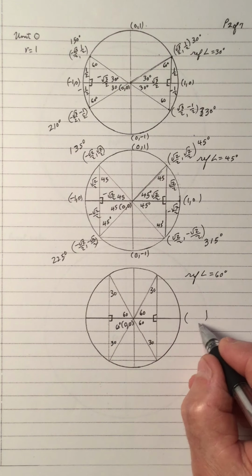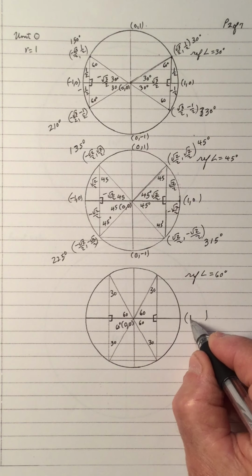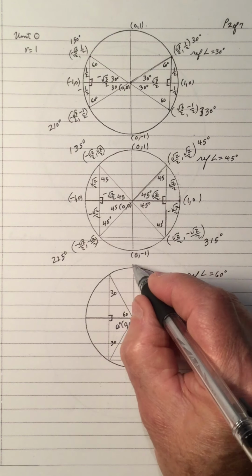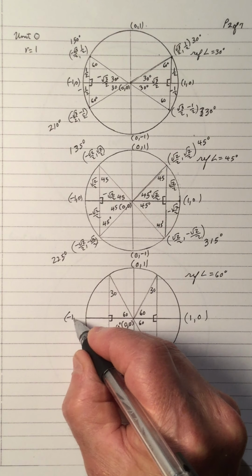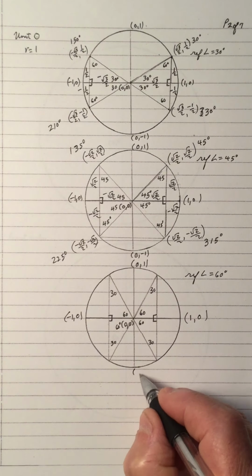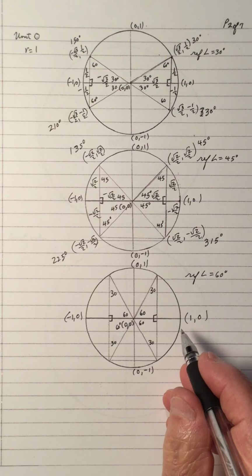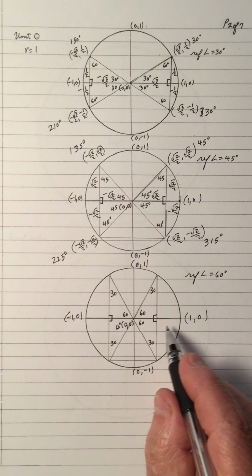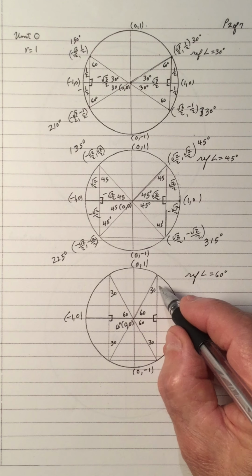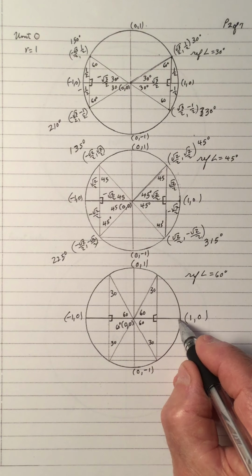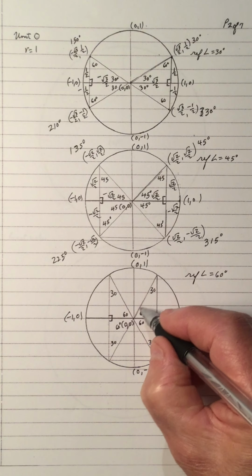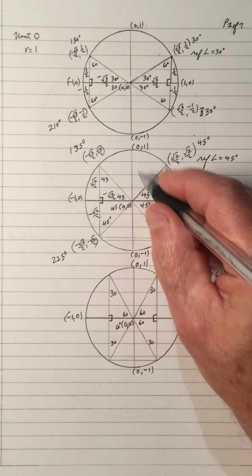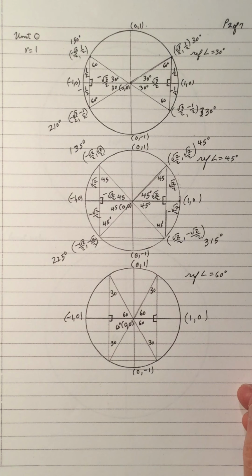And these ordered pairs here, x is 1, y is 0. X is 0, y is 1. X is negative 1, y is 0. And right here, x is 0, y is negative 1. And remember, this is the unit circle whose radius is 1. So from here to here is 1 unit. And the radius of the circle is 1, and the hypotenuse of this triangle is 1. And that's true for all of these triangles.